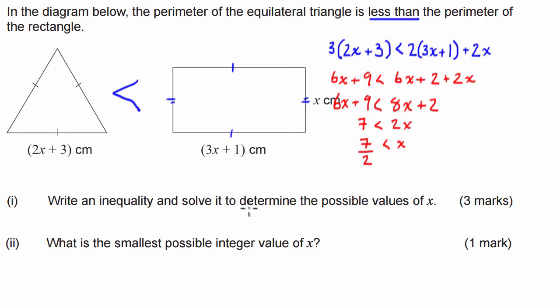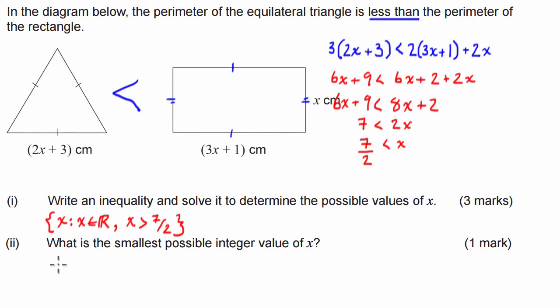So, write an inequality and solve it to determine the possible values of x. Okay, so x is going to be an element of the real numbers, but x has got to be greater than 7 over 2. Cool. So it's important that we write it in that sort of domain-style notation to get full marks.